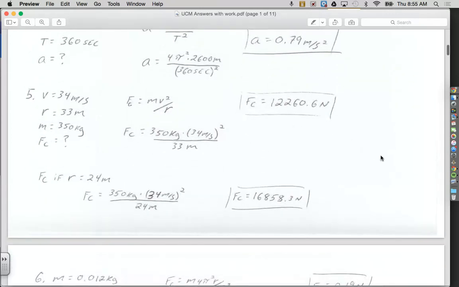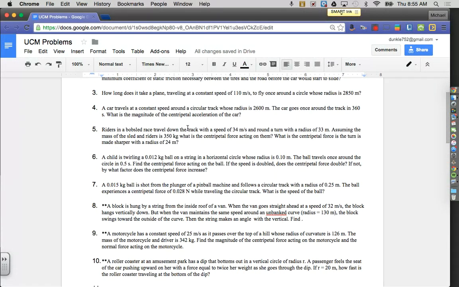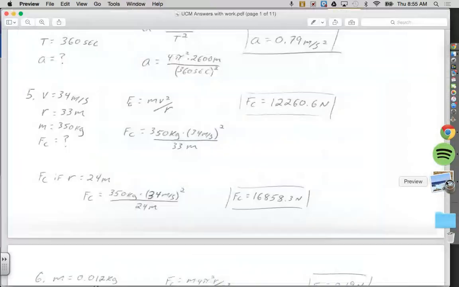Last one we're going to do is number 5. Riders in a bobsled race travel down the track with a speed of 34 meters per second around a turn with a radius of 33 meters. Assuming the mass of the sled and riders is 350 kilograms, what is the centripetal force acting on them? What is the centripetal force if the turn is made sharper with a radius of 24 meters? That should say if, not is. Now we fixed it.